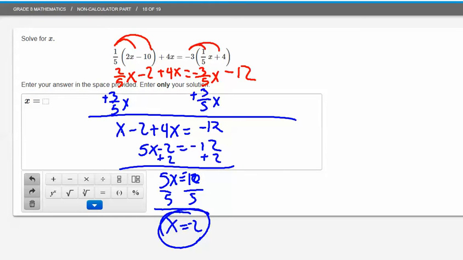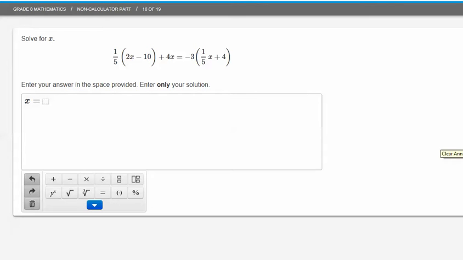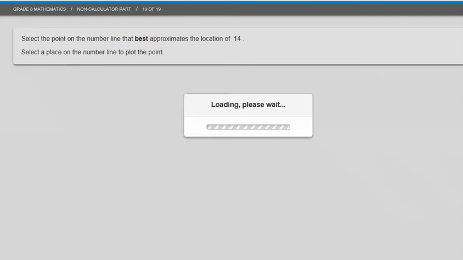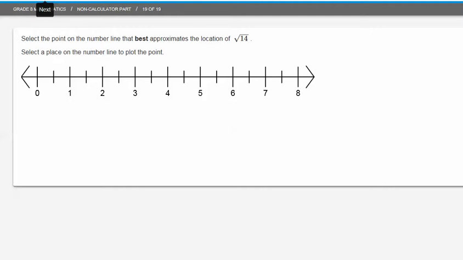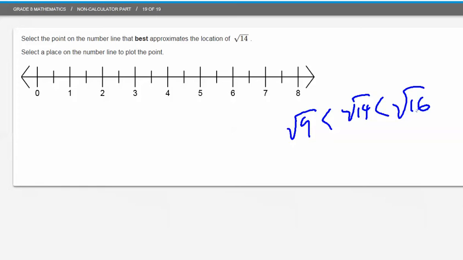All right. And so last problem. Last problem, and then we'll call it good for today. Select a point on the number line that best approximates the location of the square root of 14. Well, the square root of 14 is in between the square root of 9 and the square root of 16.